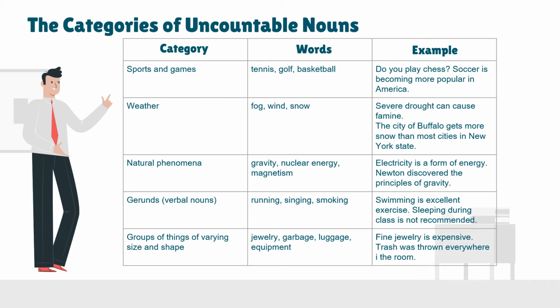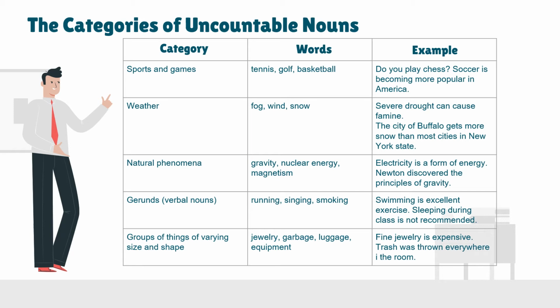The next category is weather: fog, wind, snow. For example, severe drought can cause famine. The city of Buffalo gets more snow than most cities in New York State.